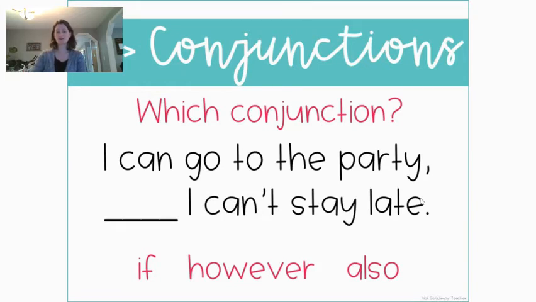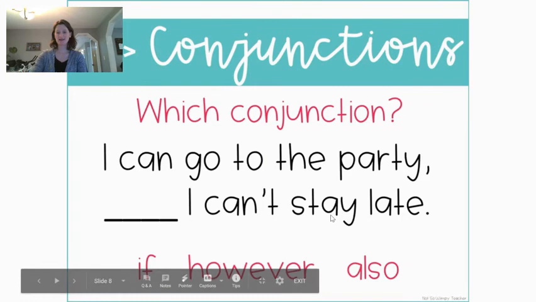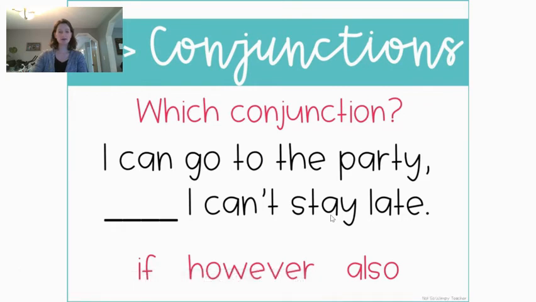I can go to the party. I can't stay late. So if we're looking at if, however, and also, which conjunction are we most likely to use to make these two ideas make sense together in one sentence? However. I can go to the party. However, I can't stay late.